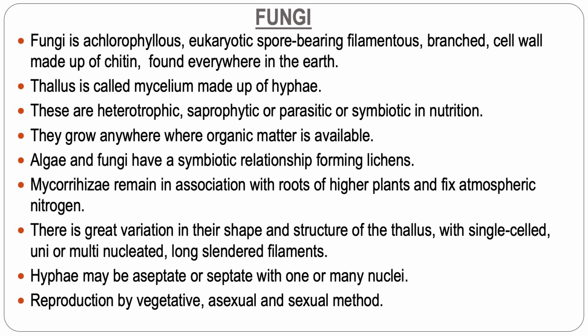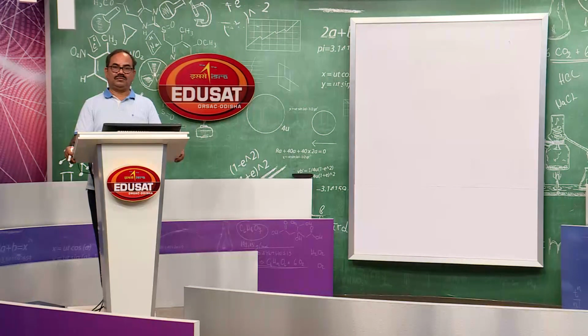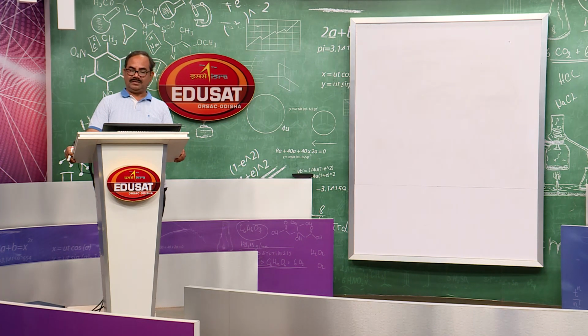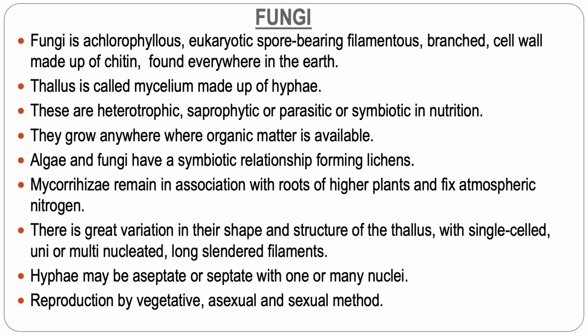The singular of this we read as fungus. Fungus is achlorophyllous. These are without chlorophyll and other pigments which are responsible for photosynthesis in plants. So, these are plants, but which are not autotrophic in nature. These are eukaryotic, spore bearing, filamentous, branched and have a cell wall made up of chitin, found everywhere on the earth.